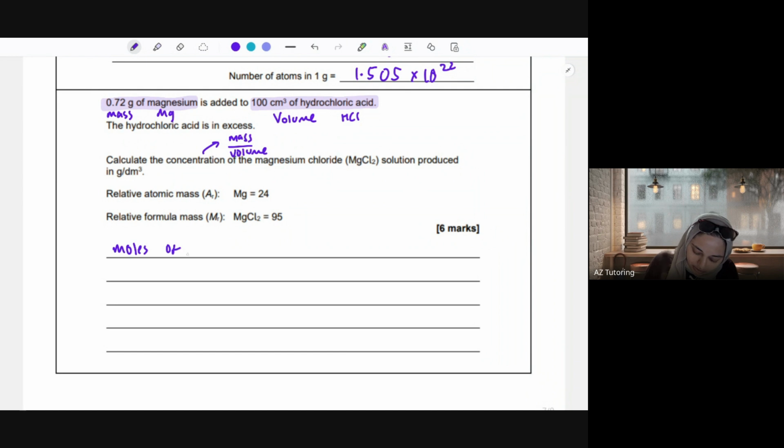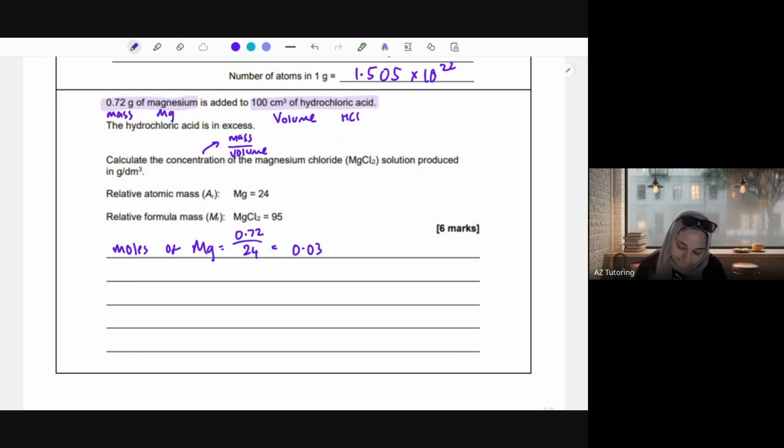So moles of magnesium, we've got, which is mass divided by Mr, so 0.72. What's the Mr of magnesium? It's just 24. That gives me 0.03 moles. Got the moles of magnesium.